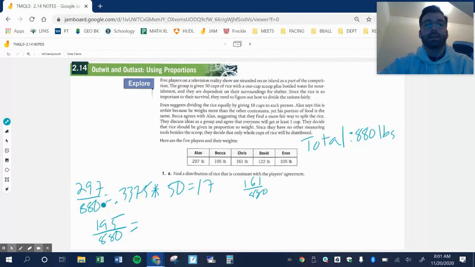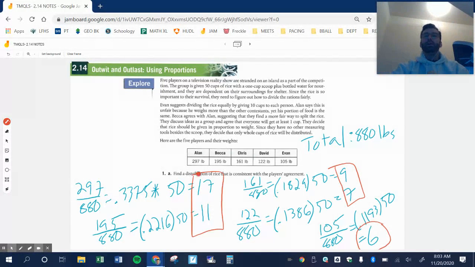Follow this process. Just divide their weight by the total and then multiply it by the number of cups. If it's above 0.5, round up. If it's below 0.5, round down. All right, this is what I got. For Becca, I got 11 cups. For Chris, I got 9. For David, I got 7. And for Evan, I got 6.